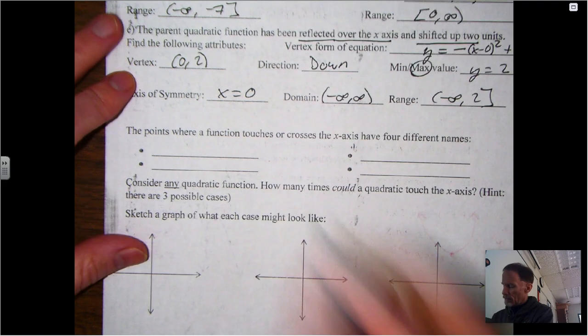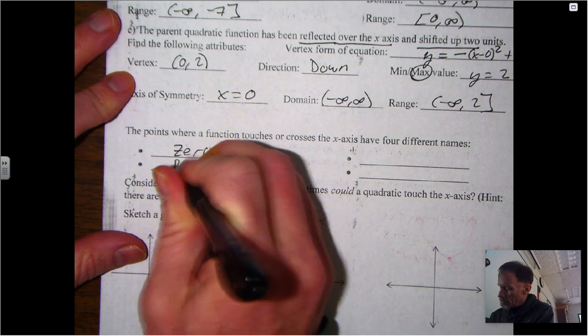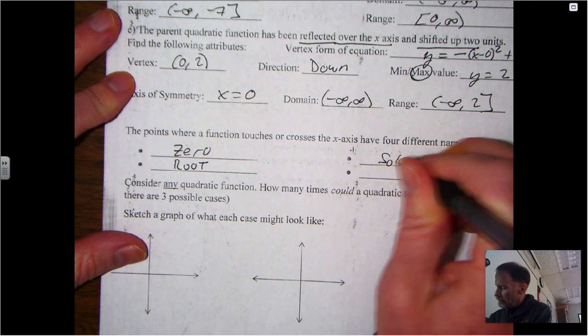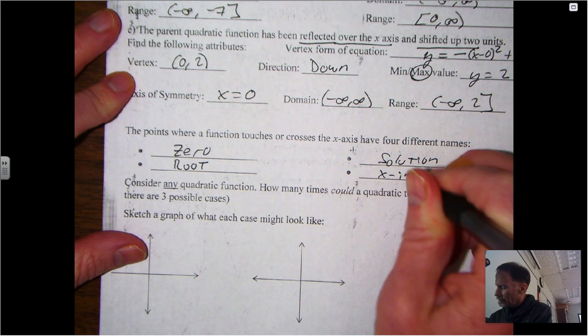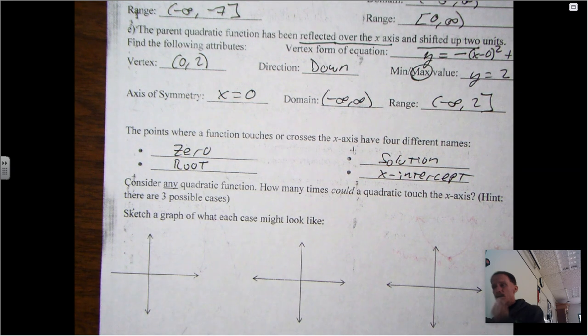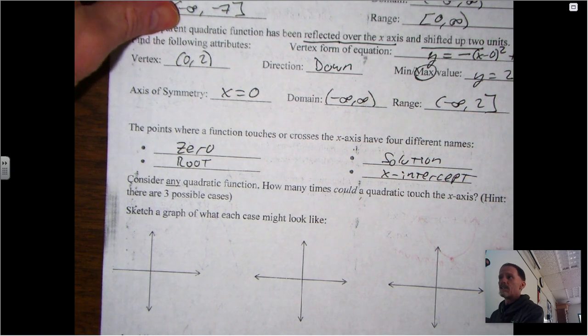They're all interchangeable. We can call it a zero. We can call it a root. We can call it a solution. Or we can call it an x-intercept. They all mean the same thing. I will use all 4 of them interchangeably. Textbooks, questions, test questions, whatever. They all mean the exact same thing. It's just where the function crosses the x-axis.